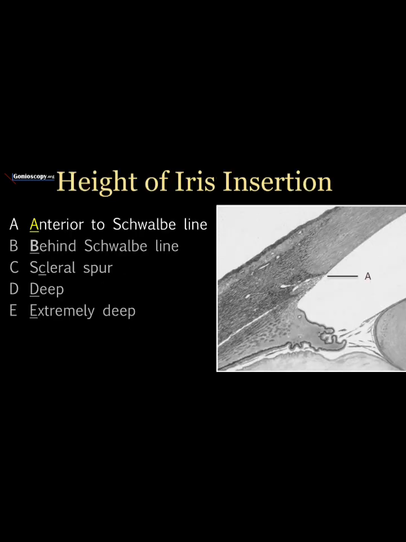So the first is a capital letter, and that describes the height of the iris insertion. So A would be anterior to Schwalbe line. You can see that with the exception of C, the first letter of the description is the letter that we use to grade it. So A, anterior to Schwalbe line, that's closed, right? So there's no visible angle structure.